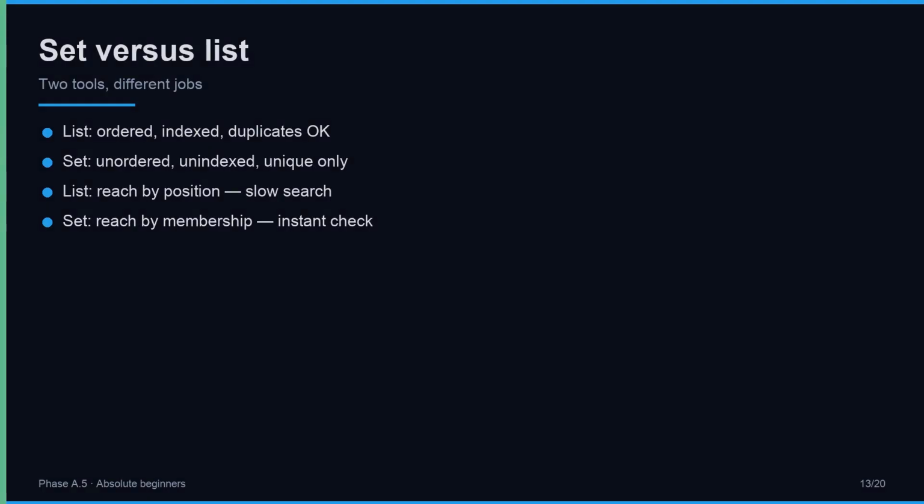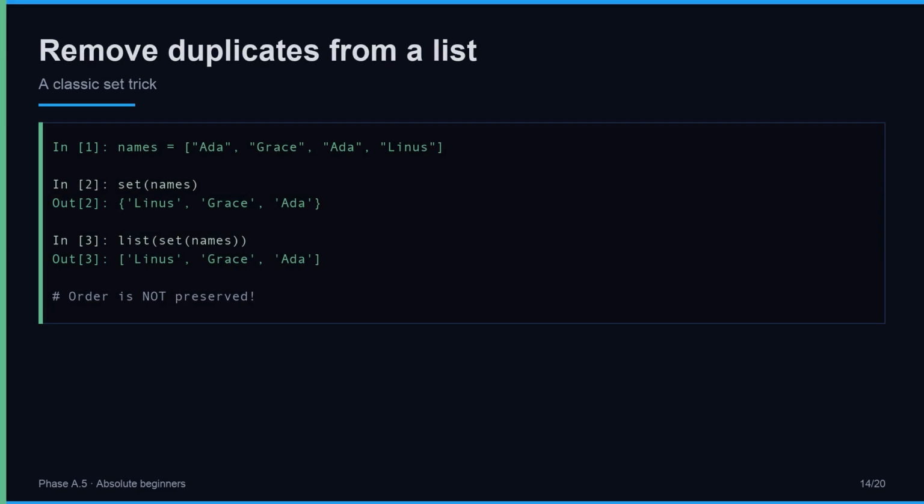How does a set compare to a list? A list is ordered: first, second, third. It is indexed, you can ask for position 0. It allows duplicates. But searching a list is slow, because Python walks item by item. A set flips every one of those traits. It is unordered, unindexed, and rejects duplicates. What you gain is instant membership testing. Choose a list when order or position matters. Choose a set when you need uniqueness or you keep asking, is this thing here? Different tools, different jobs.